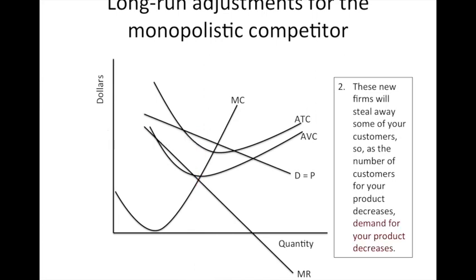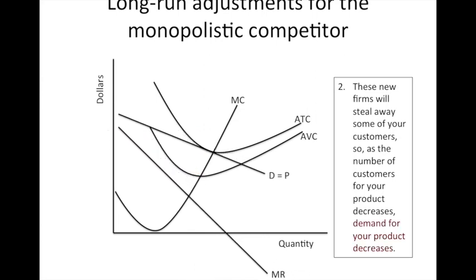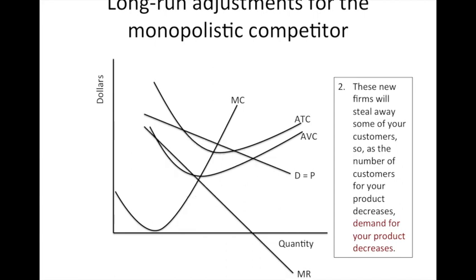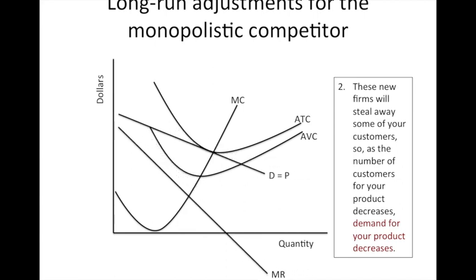So to see it in action, here we go, the demand and marginal revenue curves decrease, and what's going to happen in the long run is that demand is going to end up tangent to ATC at a point, and that quantity is going to be the quantity where MC equals MR. So the final product, the long run, is going to look something like this.